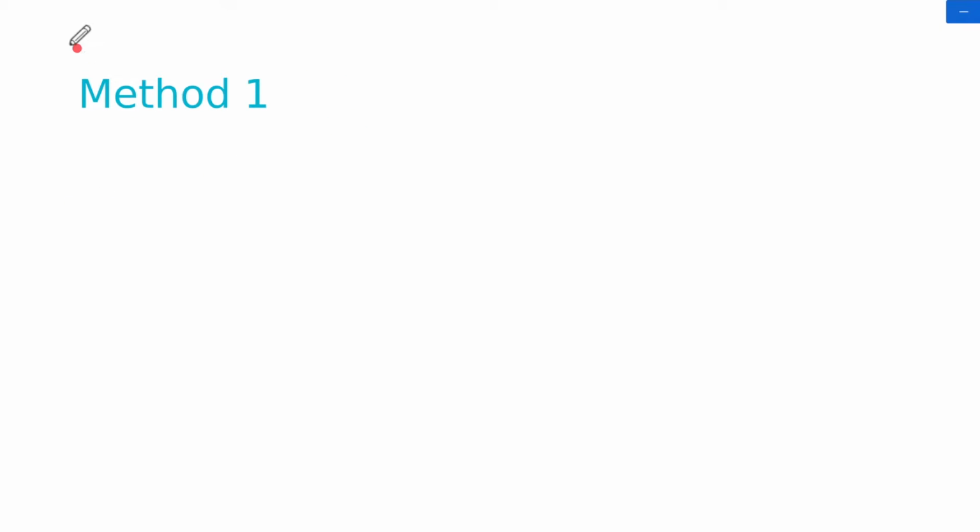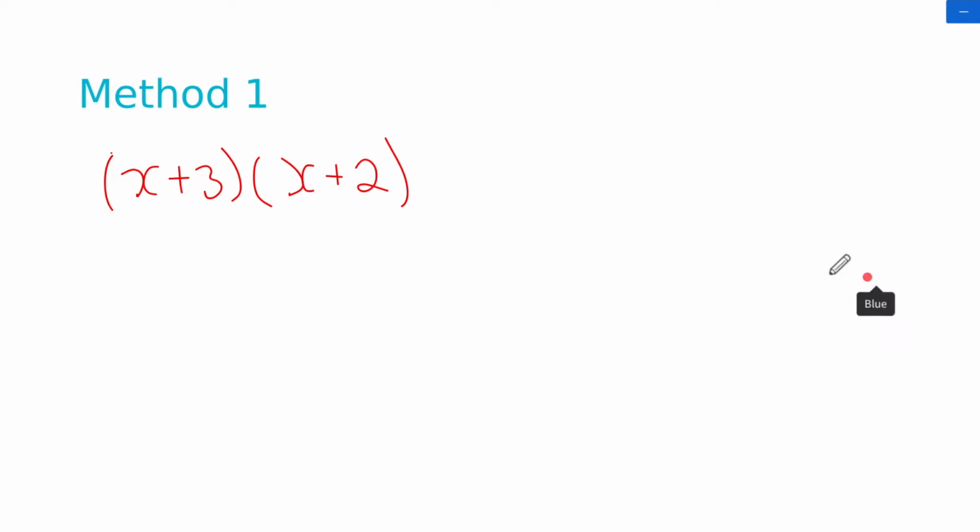So let's do method 1. Method 1, let's just write a bracket x plus 3 and x plus 2. Method 1 is showing you how, when you expand single brackets, you need to multiply every single one of the numbers in the bracket with the number in front. Okay, if you had 2 and then x plus 4, every single one of the numbers in the bracket needed to be multiplied by the number in front.